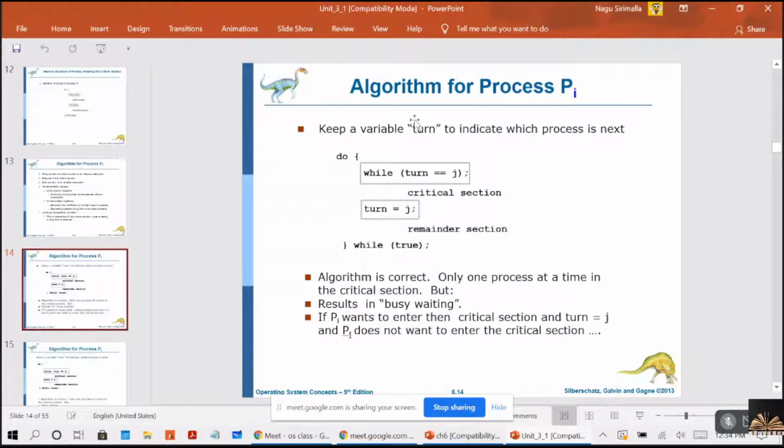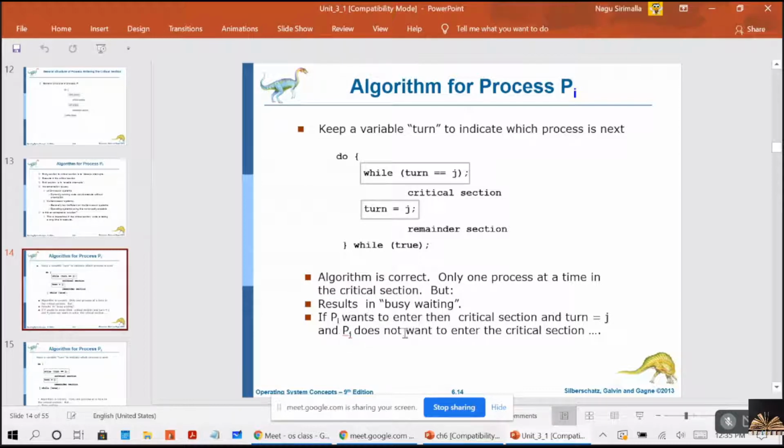This algorithm using this turn variable will be correct if only one process at a time is in the critical section. But it will result in busy waiting. Why? Because the other process has to wait for a long amount of time, right?